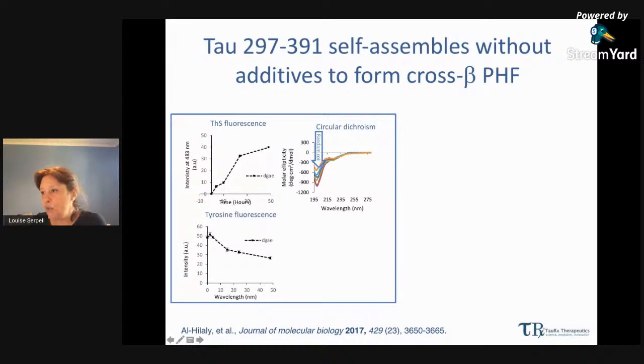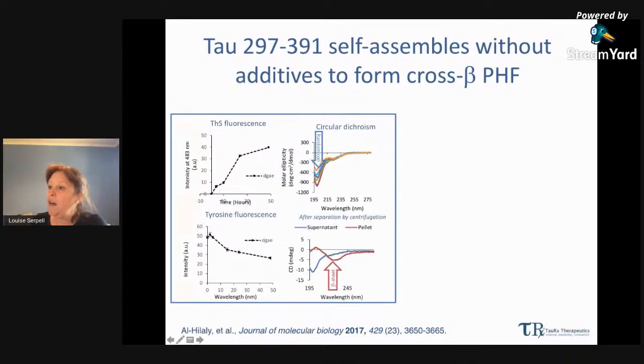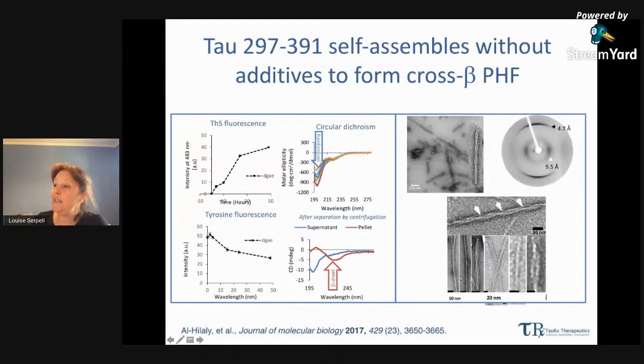And we can also use this CD, circular dichroism, to see the loss of random coil as the filaments start to form. And if we spin our sample to separate the supernatant from the pellet, so the pellet is enriched with fibrils, we see that it has a beta sheet rich structure. We can also look at these under the electron microscope. They look like paired helical filaments. We can do some X-ray fiber diffraction and they give a cross beta diffraction pattern. And we can look at these in a bit more detail and analyze their structure.